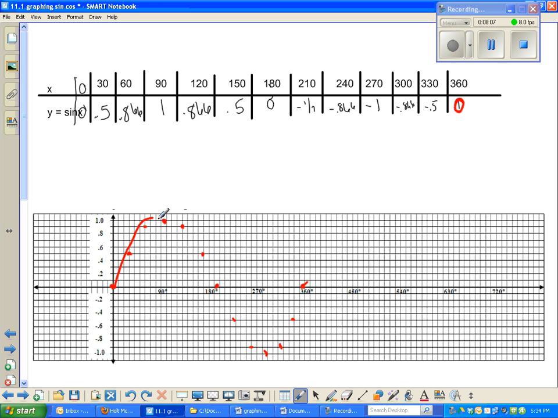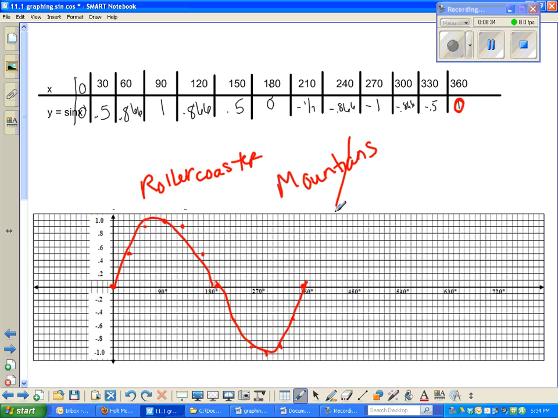And I mean that I'm missing most of my points here. But this should look more like a wave. So I like to say more like a roller coaster and less like mountains. Okay, you should not have like spikes here. This should be a nice, easy sine curve. So no mountain peaks. Okay, yours should not look like this. Okay, more roller coastery.